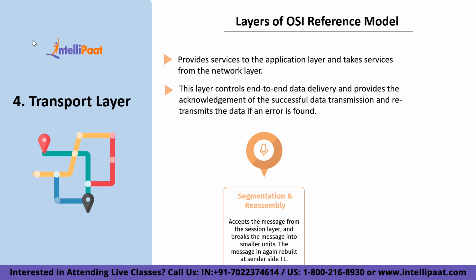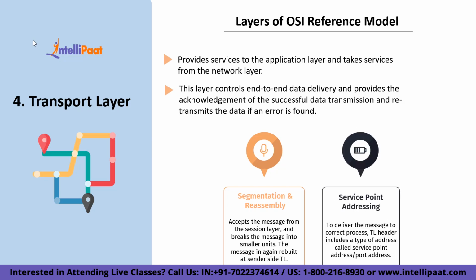This layer accepts a message from the session layer and breaks the message into smaller units. Each of these segments produced has a header associated with it. The transport layer at the destination station reassembles these messages. Then comes service point addressing. In order to deliver the message to the correct process, the transport layer header includes a type of address called service point address or port address. Thus, by specifying this address, the transport layer makes sure that the message is delivered to the correct process.